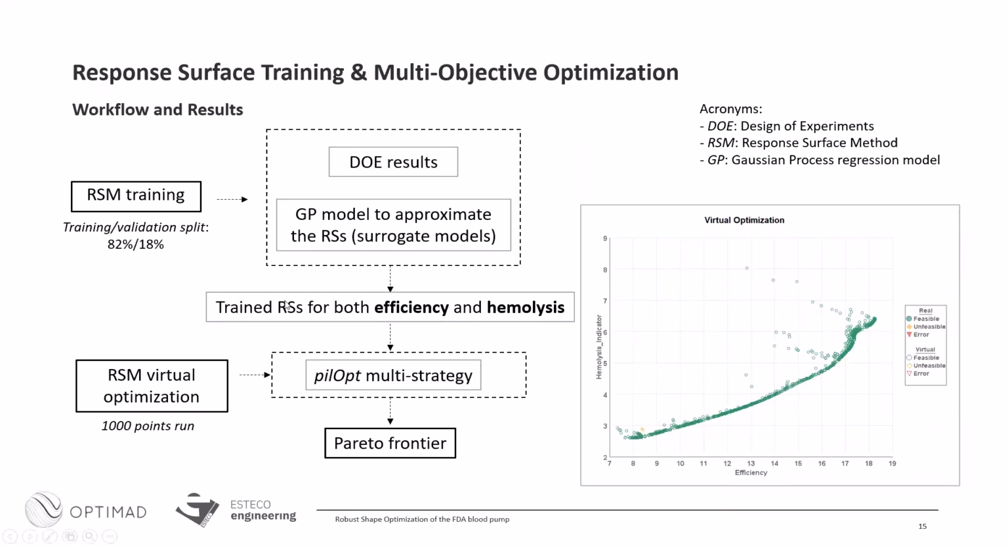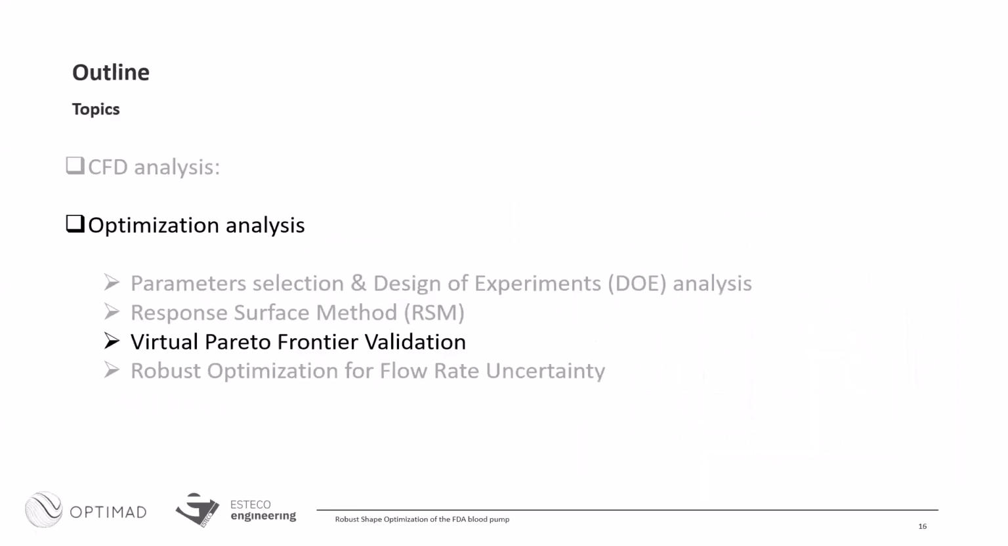Starting from the trained response surfaces, we performed a 1,000-point run with a multi-strategy, multi-objective, hybrid algorithm, proprietary of Esteco, called Pile OPT, in order to retrieve the Pareto frontier. So from this plot, the designer can choose the best configuration depending on his constraints and his targets.